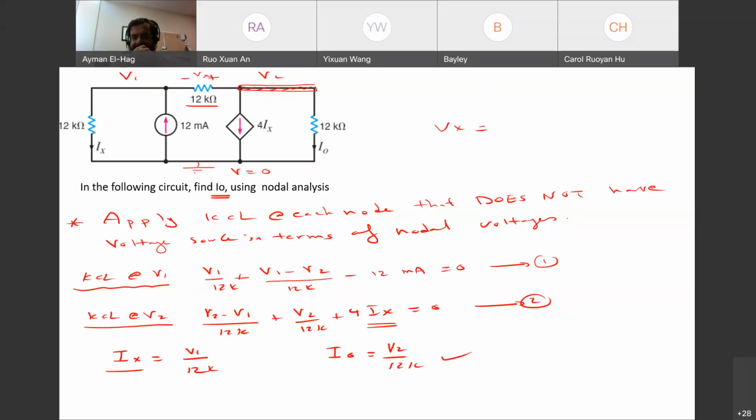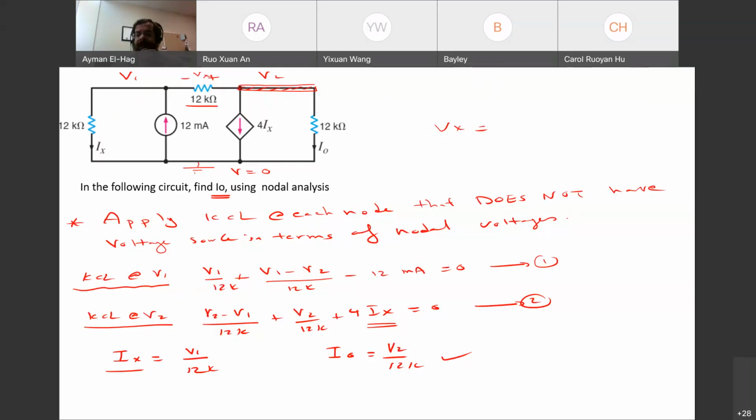Go ahead. You can talk, guys. I think Vx is equal to V1 minus V2 over 12 kilo ohm. Okay, what do you think, guys, about this answer? V1 minus V2 over 12 kilo ohm. Right or wrong? Wrong. That's current.